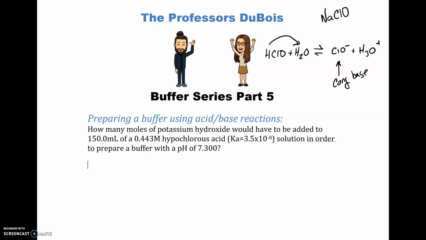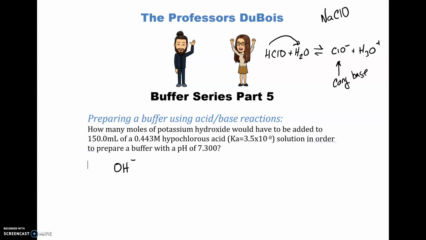This says how many moles of potassium hydroxide. KOH is a strong base, right? So I'm going to write this as a net ionic equation. I'm just going to jump right to it. We're going to have the OH minus. That potassium is going to be a neutral ion, also a spectator ion.